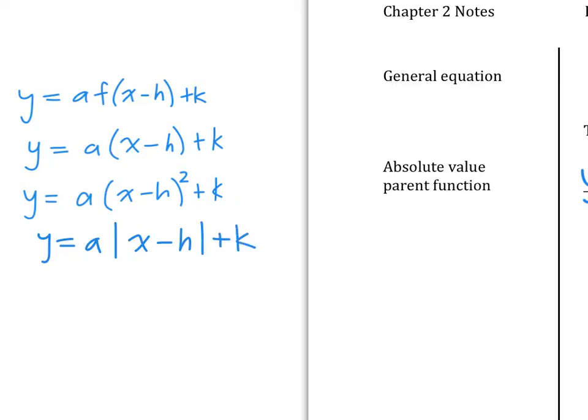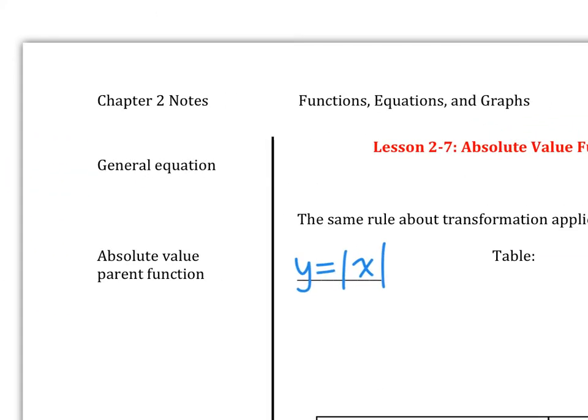Yeah, correct. Every time I teach you a new parent function, it's all going to follow that same trend for the general transformation rules. So the general equation is y equals a times absolute value of x minus h, and then plus k.